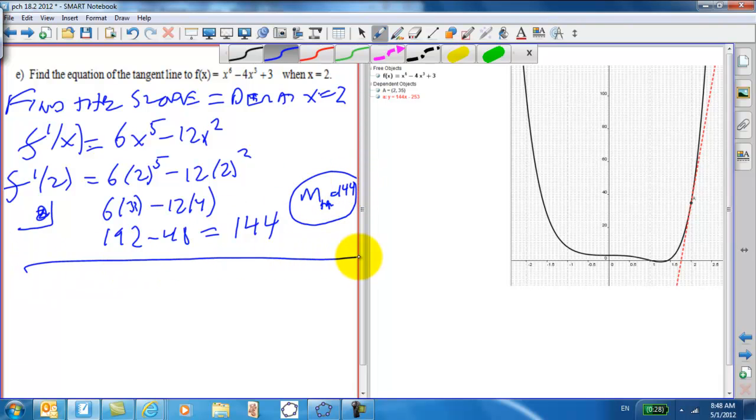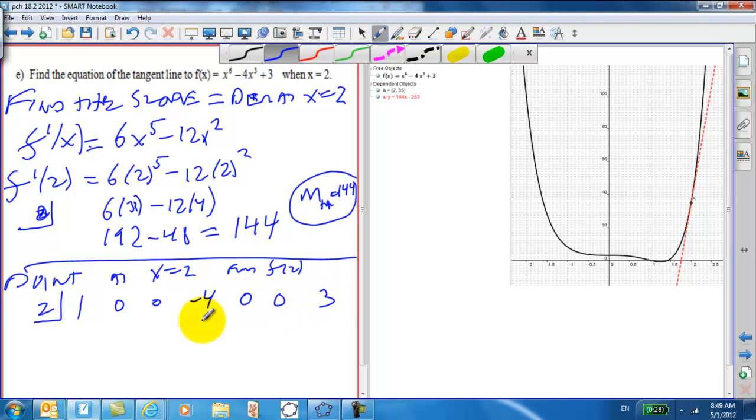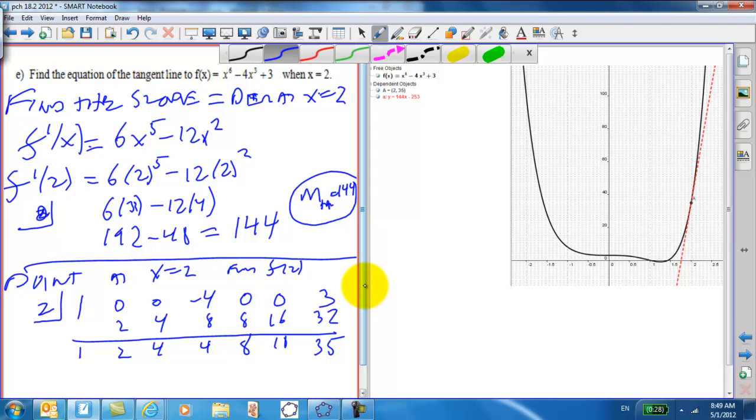Now we also have to come up with a point at x equals 2. Now I'm going to go back to using synthetic substitution here. Put 2 into the original function f of x. We have to find f of 2 now. So that's 1, 0, 0, for x to the 5th, x to the 4th, negative 4, 0, 0 for the squared term, first degree term, and 3. So multiplying by 2 is pretty straightforward. 2 times 2 is 4, 4, 8, 4, 8, 8, 16, 16, 32, 35. And something is amiss here, because this is telling me definitely negative 253.